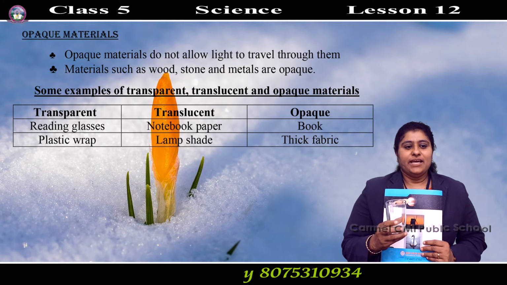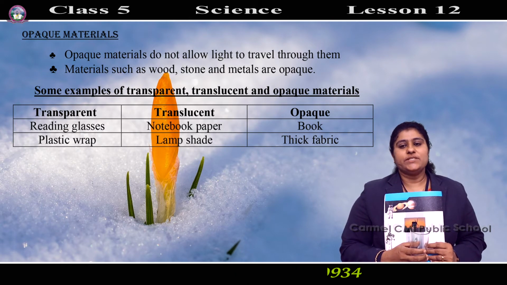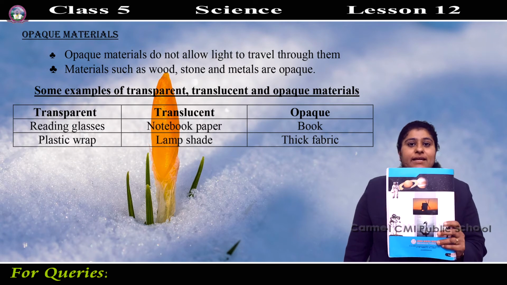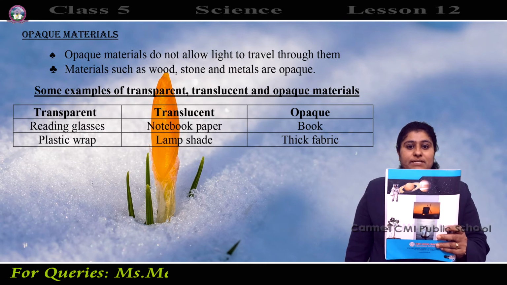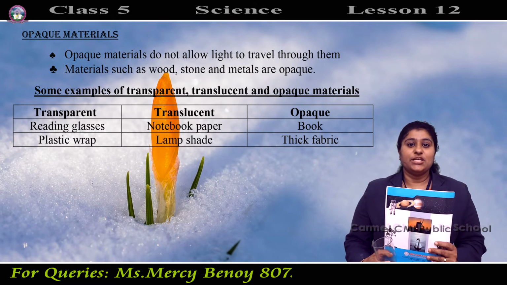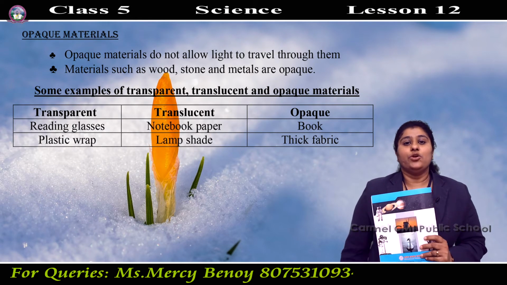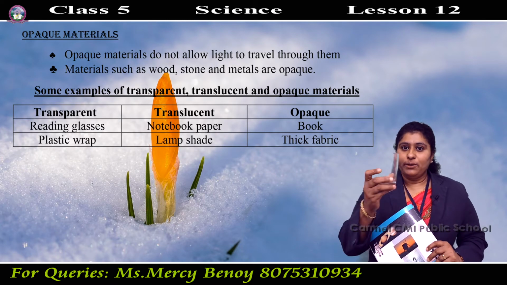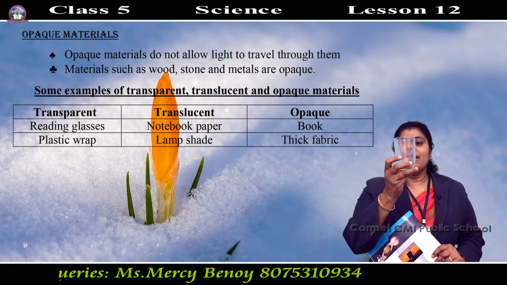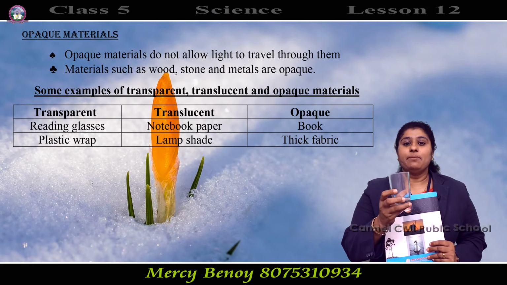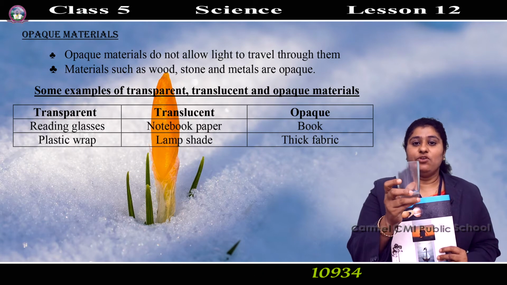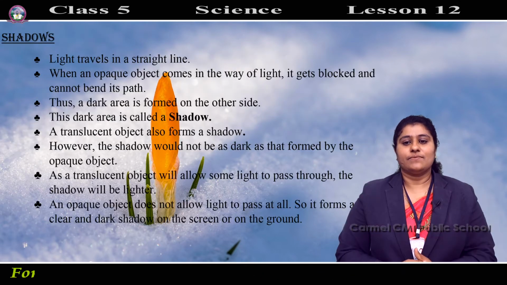Students, here we are learning about transparent, translucent and opaque materials. Here the book is an opaque material. See, can you see my face? No. Why? Light is not passing through this book, so you cannot see my face. What about this one? You can see my face, right? Because it's clear glass. It's a transparent material. That's why we can see my face.